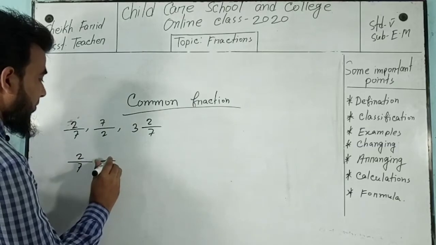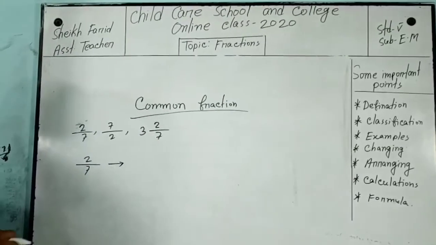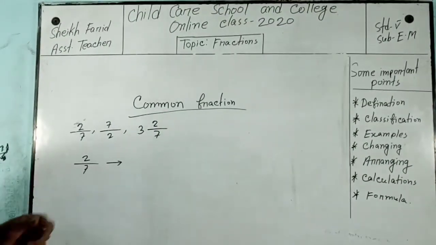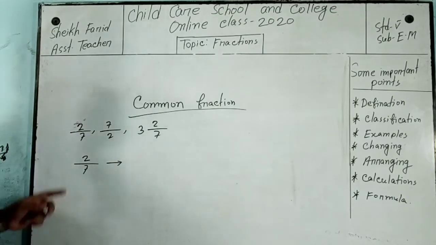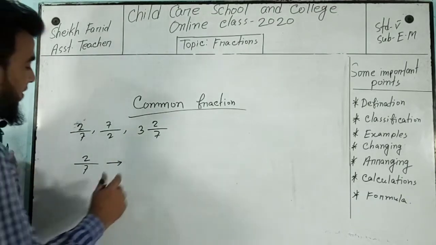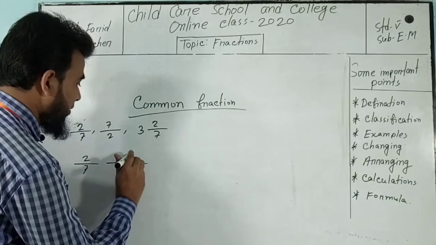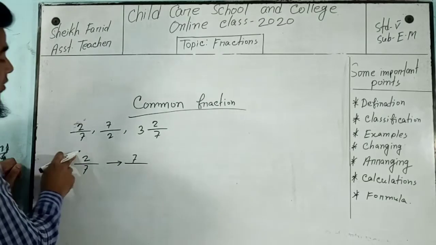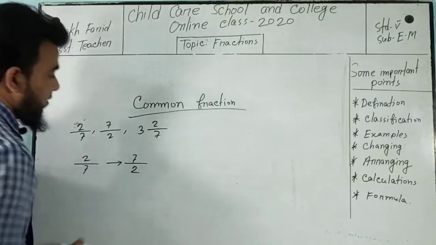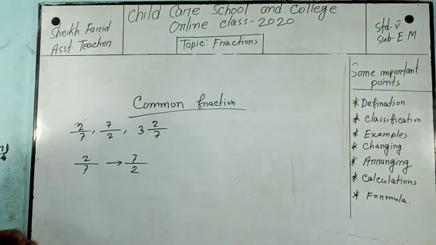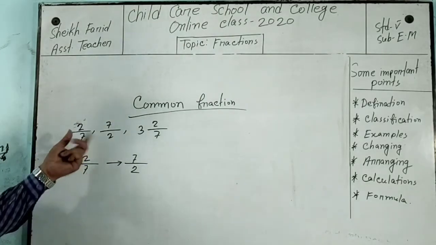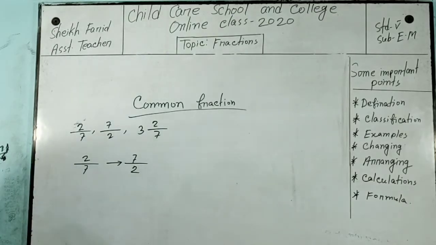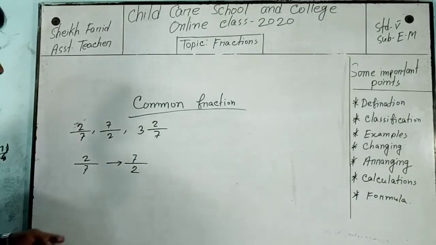If you make it an improper fraction, we have to flip or turn over the denominator and numerator. Suppose here the denominator is 7, so we have to make it the numerator, and 2 is here as the numerator, so we have to make it the denominator. So if you make the reciprocal of a proper fraction, then you will get improper fractions.